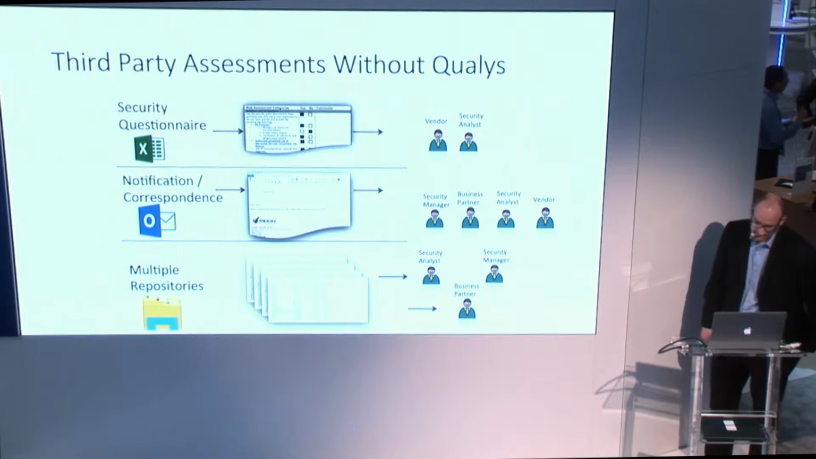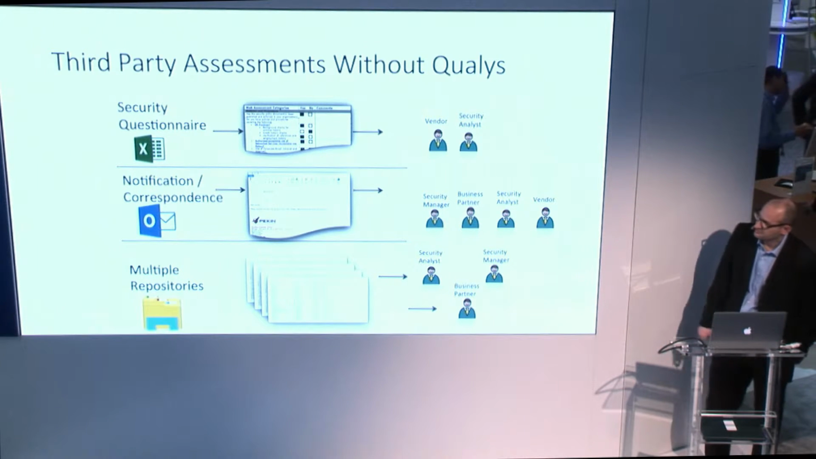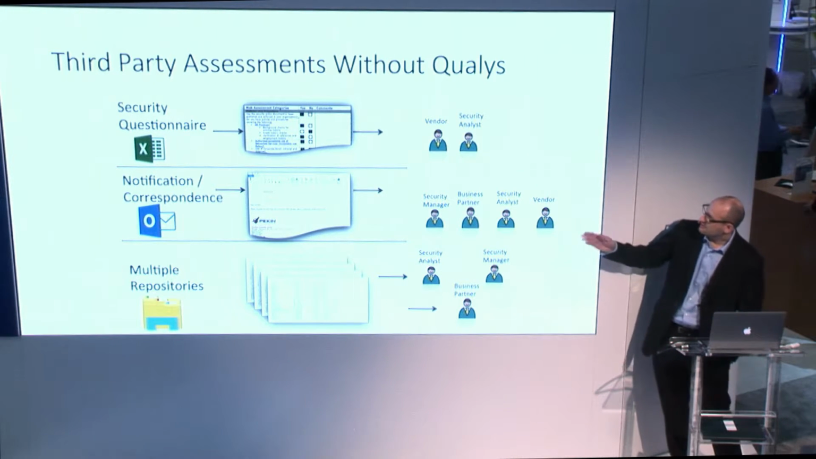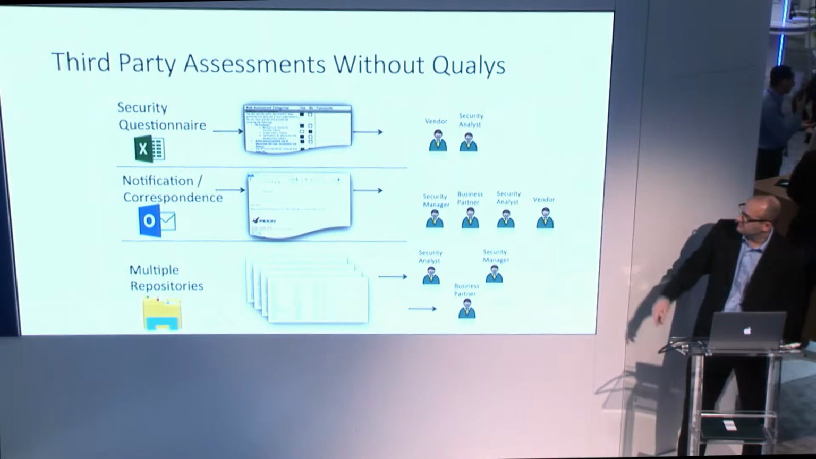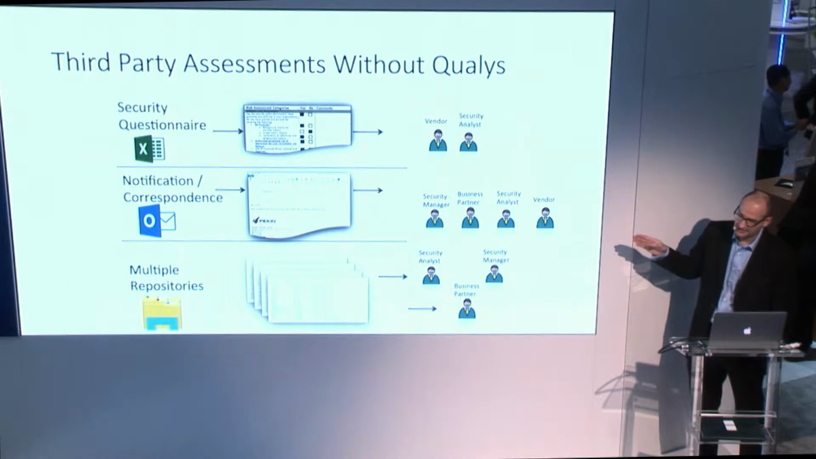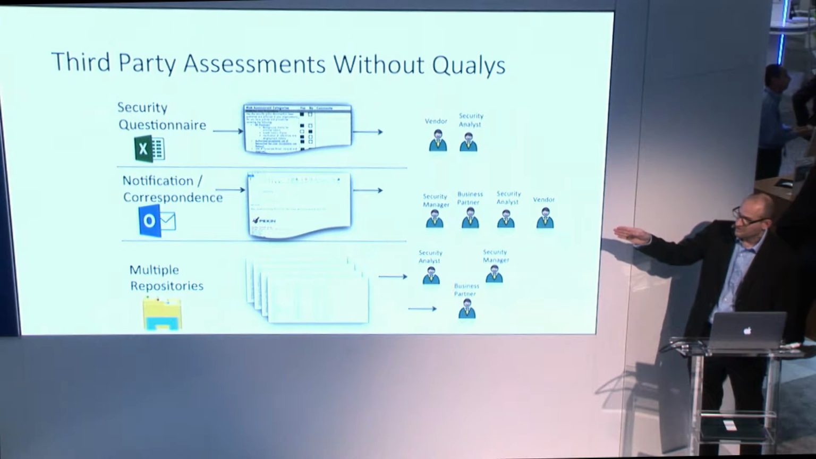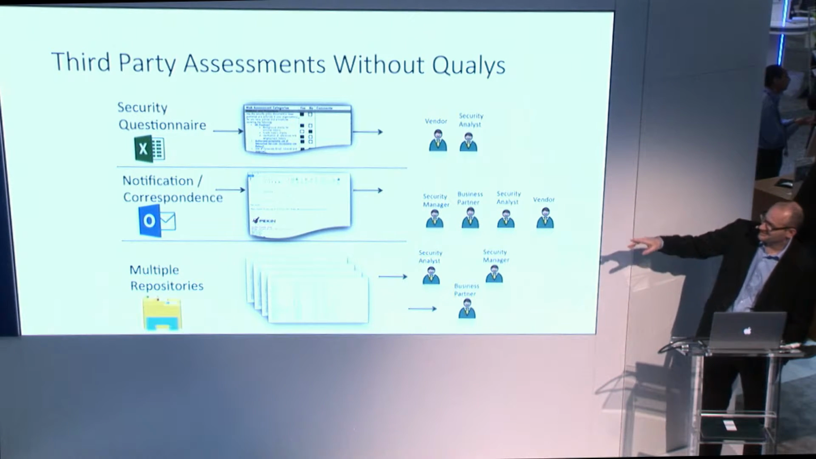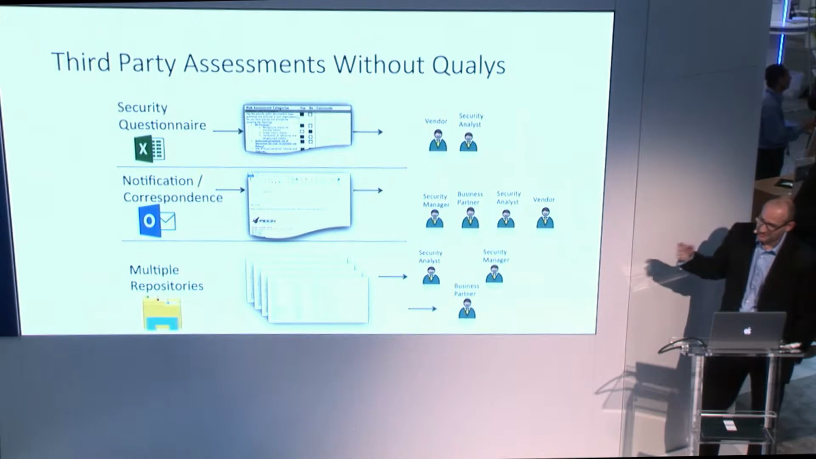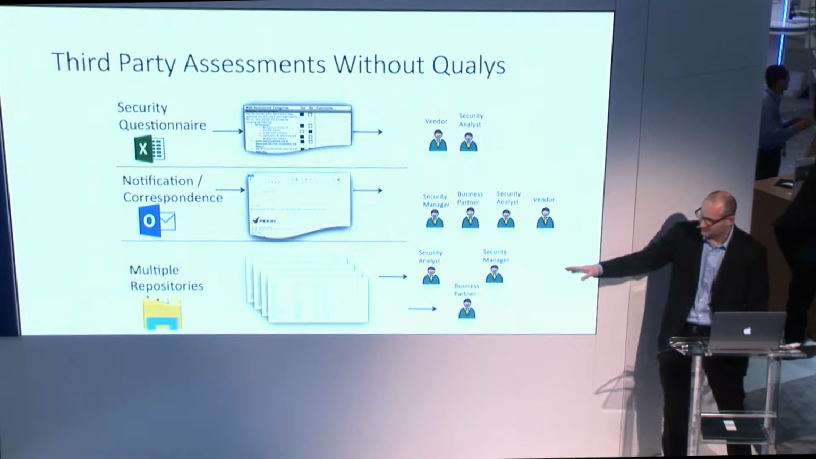All right, so the third-party assessments without Qualys, this is roughly how it worked for us. We had Excel spreadsheets. We were passing them back and forth to analysts, the vendor. Notification correspondence. You're passing emails back and forth. It's a vicious circle is what happens here. And I guess the key point here is multiple repositories.